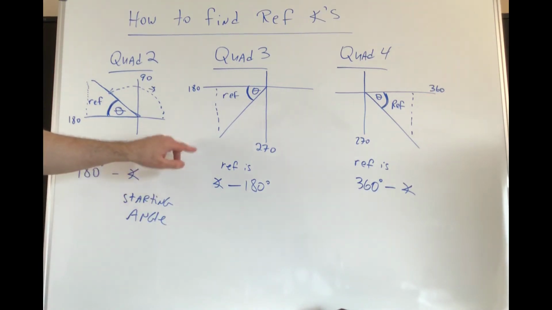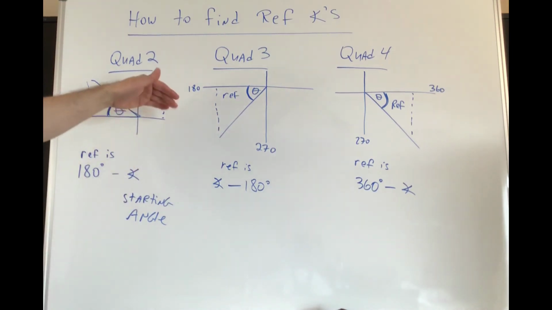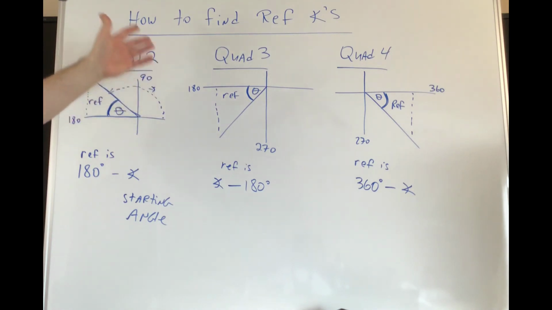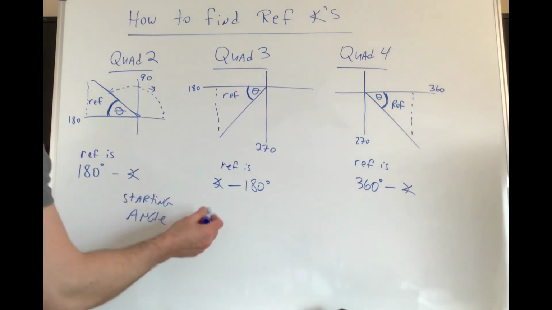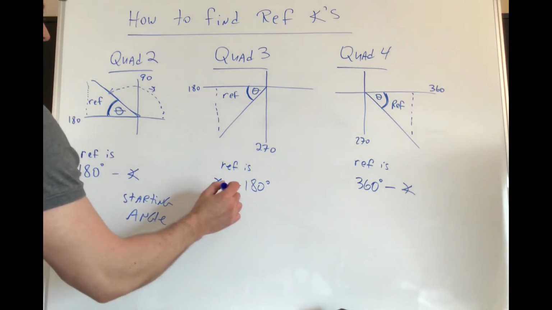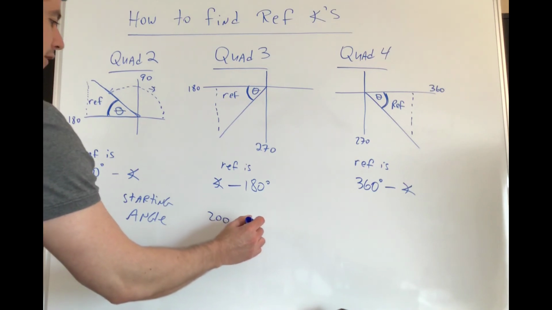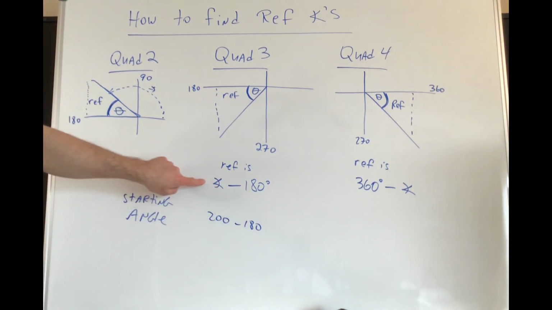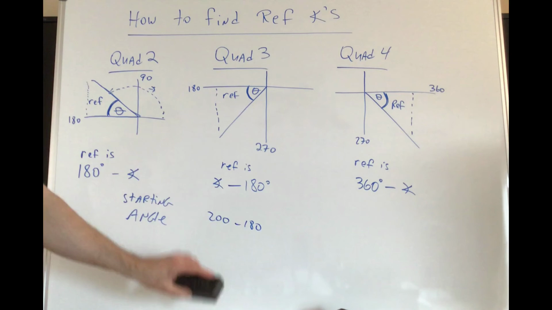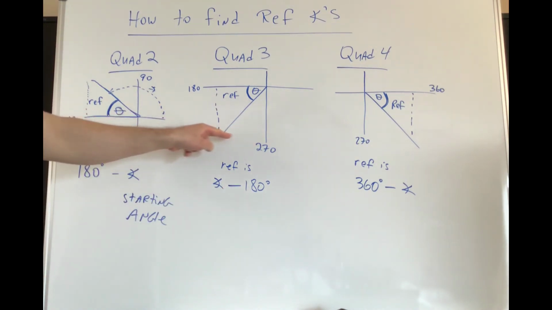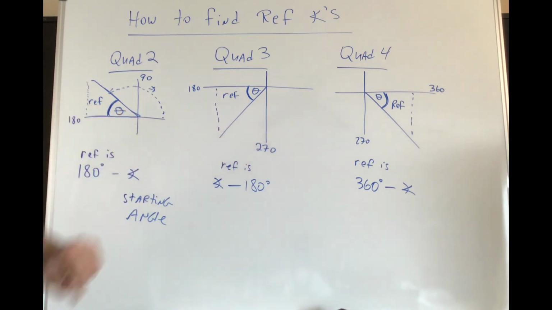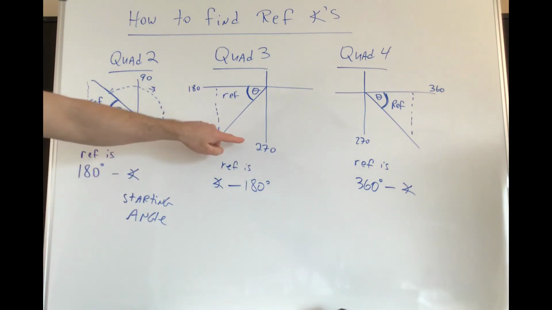Now, when the angle is between 180 and 270, let's say it's 200. It could be 240. It could be 225. Whatever. If it's between 180 and 270, you take the angle you start with, like I gave you 200, right? And you subtract 180 from that. Now, if you drew this reference triangle here, you would not use 180, you'd use 270, and you'd get it wrong. What would 270 take away 200 be?